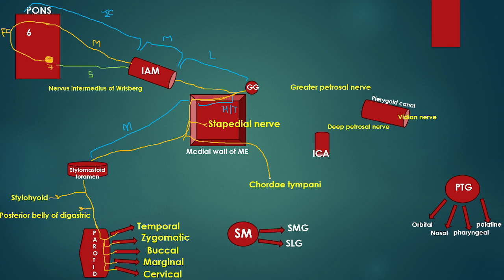Now this branch relays its fibers onto the submandibular ganglion, and then it supplies two important glands, that is the submandibular gland and the sublingual gland. Now this chorda tympani nerve gives the taste sensation to the anterior two-thirds of the tongue, and then it gives the parasympathetic branches to the submandibular gland and the sublingual gland.